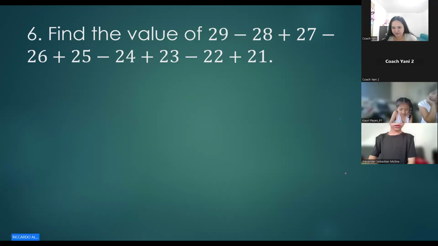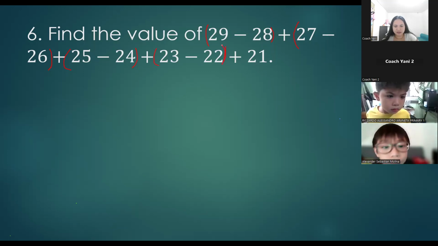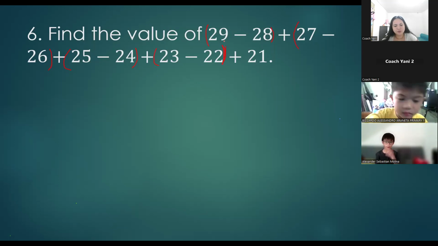What is the pattern? As you can see here, we can just group this into this one, right? You can just put a parenthesis here. Yes, it's 25. The answer is 25. Yeah, that's correct. So why is it 25?